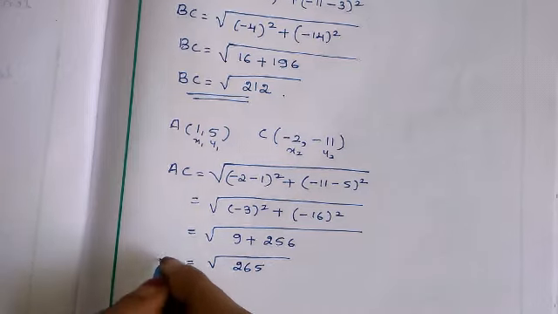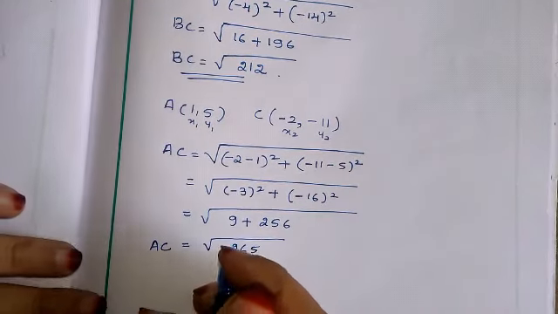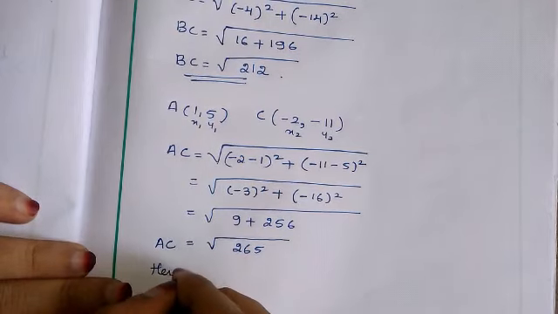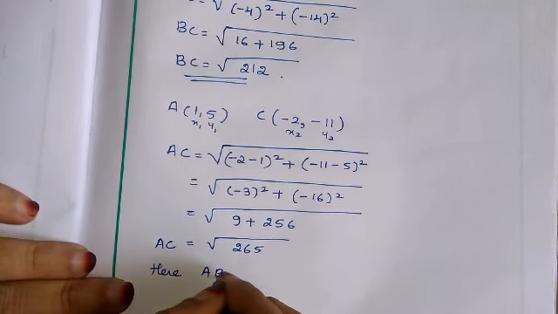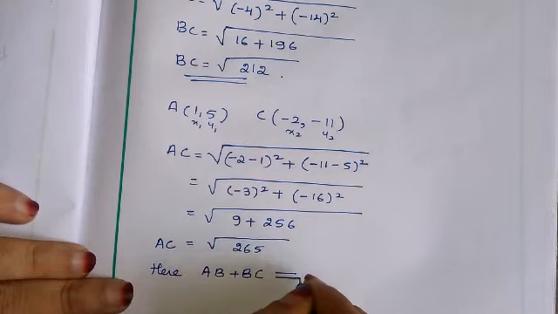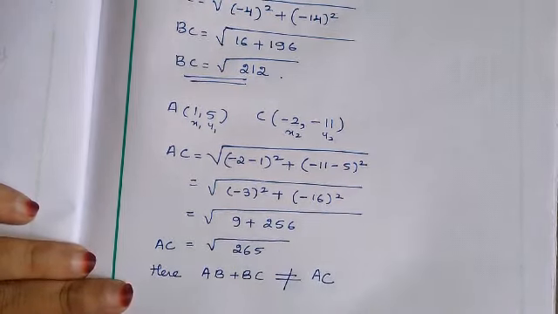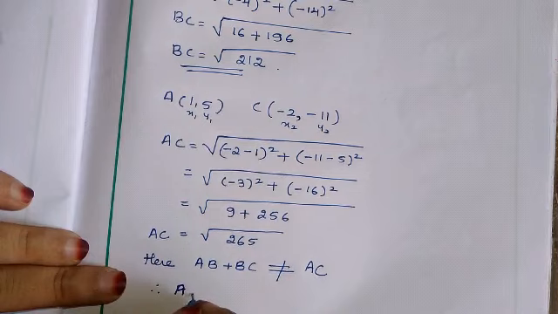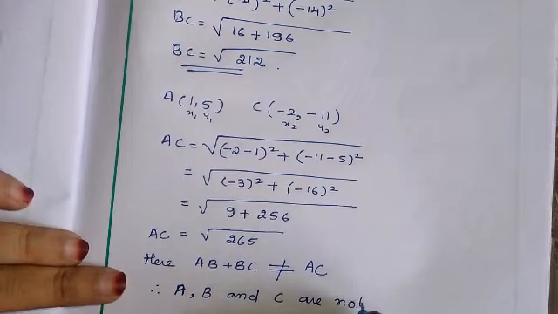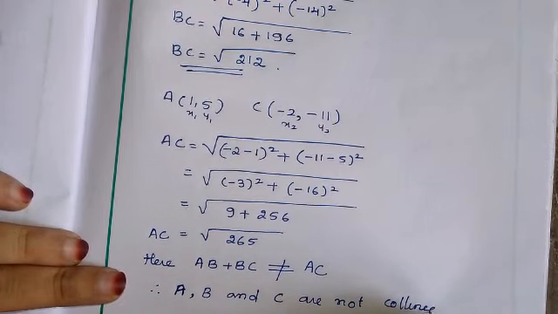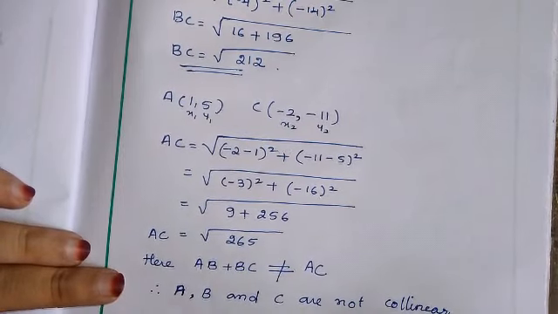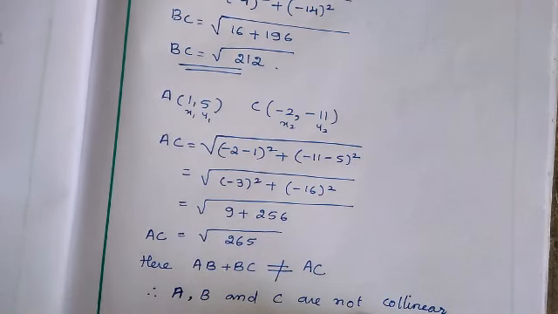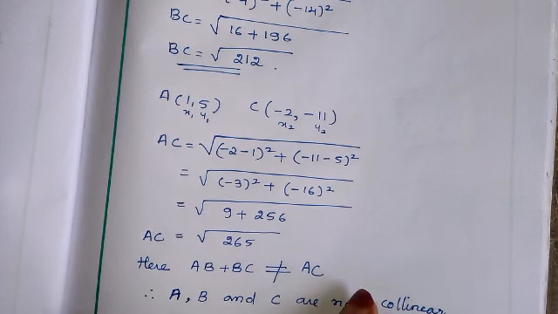265. Here clearly we can see that AB plus BC is not equal to AC. They are not equal. Therefore, A, B and C are not collinear. If they are equal, then it can be collinear. It is not collinear. Okay. So this is about the third problem. Now let us see the fourth problem.